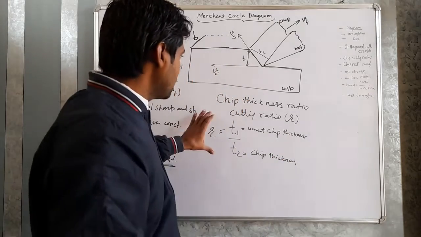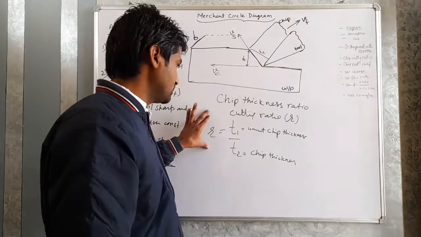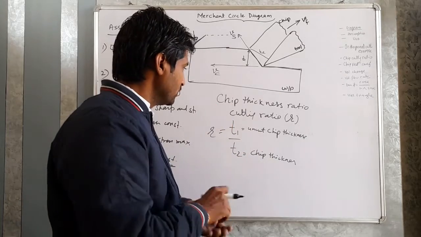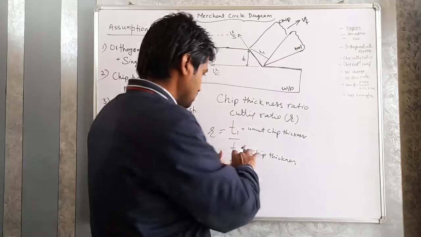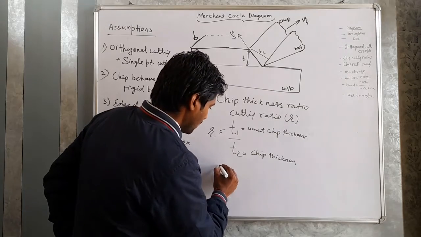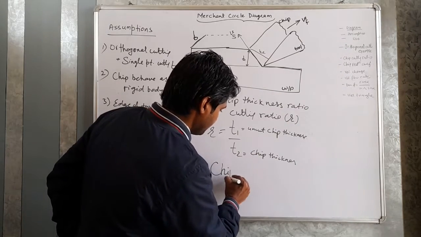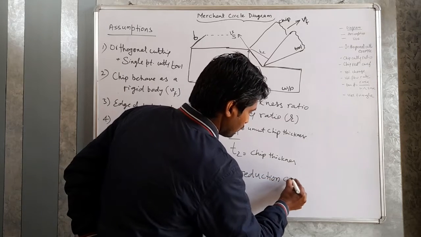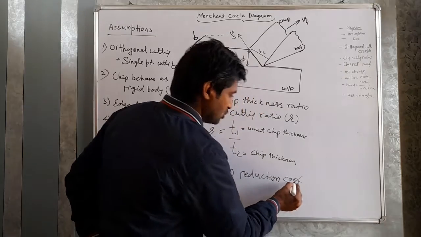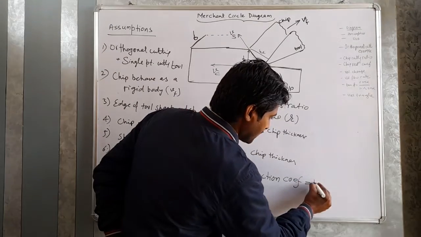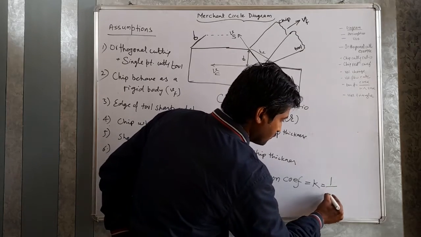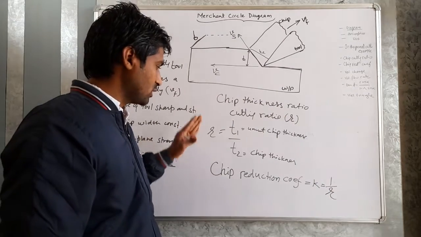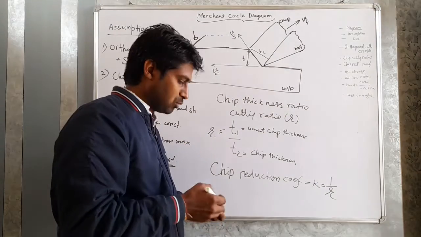So this is the chip thickness ratio. This is very important and generally asked in the exam question related to this cutting ratio, chip thickness ratio. And the reciprocal to this chip thickness ratio is called chip reduction coefficient. I am writing COEF, coefficient. This is K and this is equal to the reciprocal of chip thickness ratio, 1 by R. So one term is chip thickness ratio, another one is chip reduction coefficient. These both are very important.